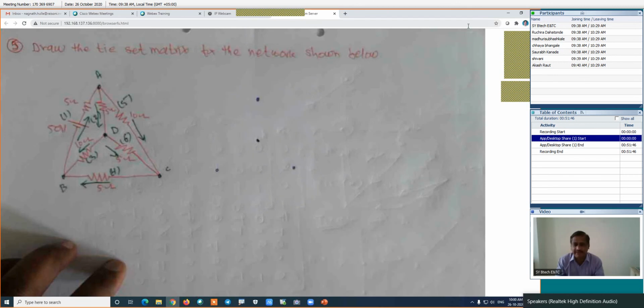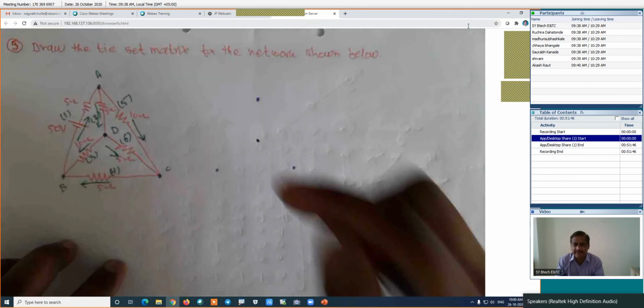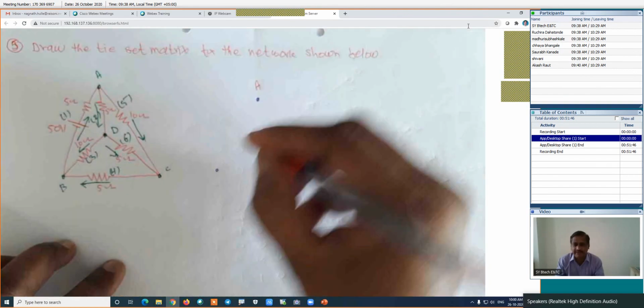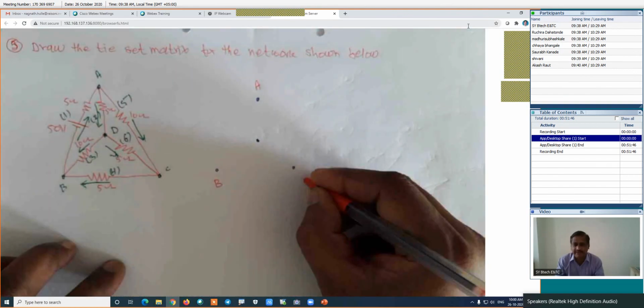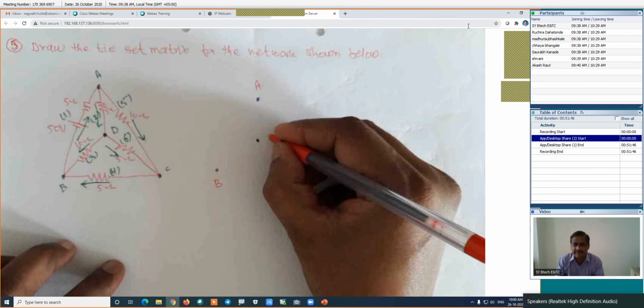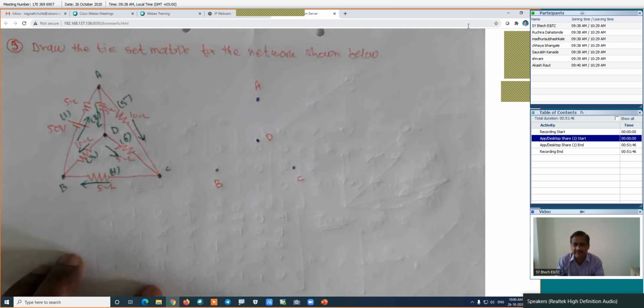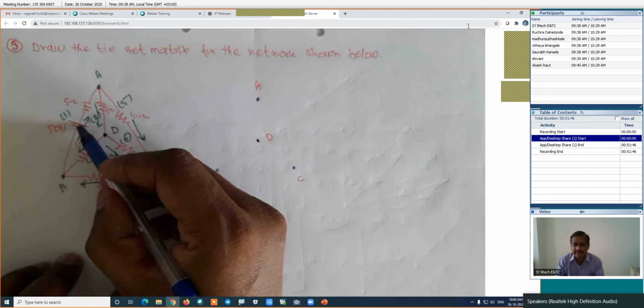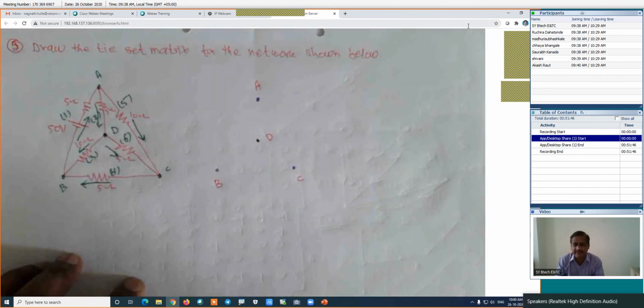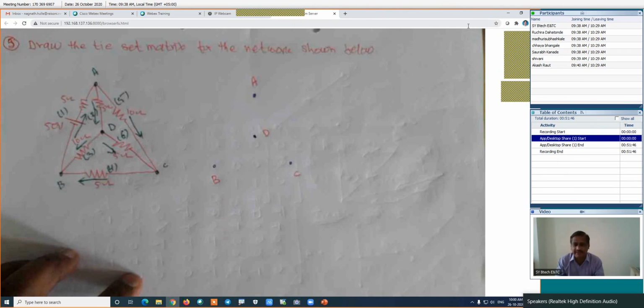In this particular case, I will draw its graph first, the oriented graph. This is the node A, this is the node B, this is the node C, and here it is the node D. We have the four nodes. Is it right? Only the sources are replaced by their internal resistance. Whenever a voltage source is there, replace it by zero resistance, and if a current source is there, replace it by infinite resistance. Are you getting me? Replace it by the infinite resistance.